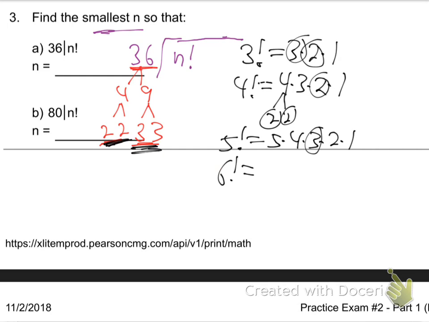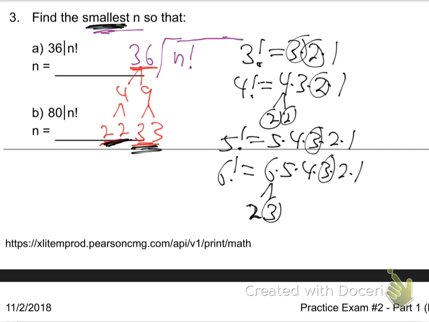Next one, 6 factorial. 6 times 5 times 4 times 3 times 2. Does it have 2 2s and 2 3s? Yep, because now with the 6, we got another 3, and we got that 3. Two 3s and lots of 2s. So 6 factorial is the smallest.